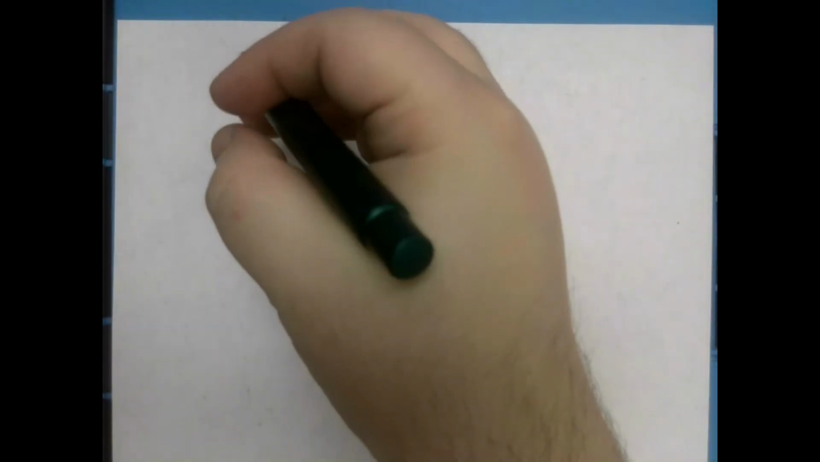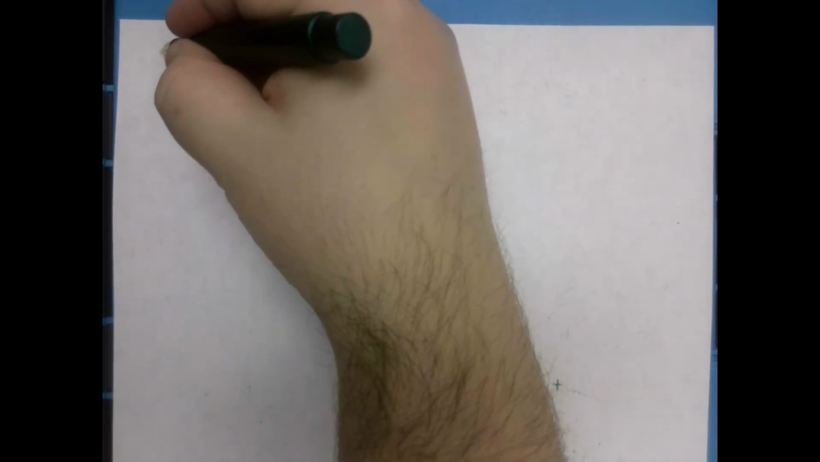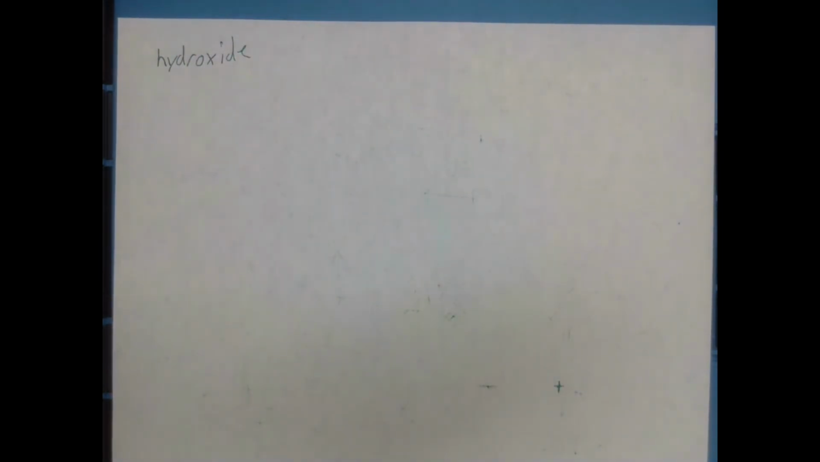We haven't done Lewis dot for ions yet too well. Let me look up some polyatomic ions. What is the Lewis dot structure? Let's start easy. Hydroxide. What is the Lewis dot structure for hydroxide?